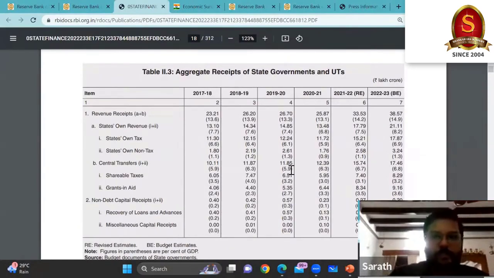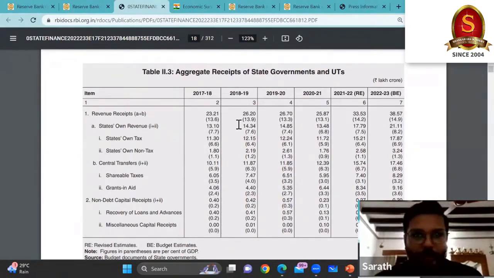So there is revenue receipts. Of the revenue receipts, the biggest share, it is not given in percentage, it's given in absolute terms. It is given in lakh crore, okay? And what exactly was the statement? The statement is state's own tax is the major source of receipts in the aggregate receipts of states. So you have the entire receipts over here.